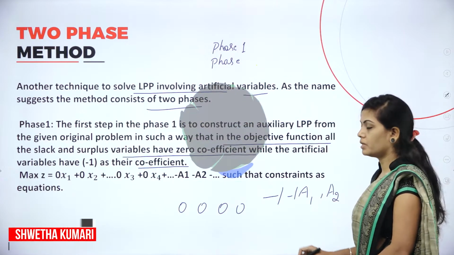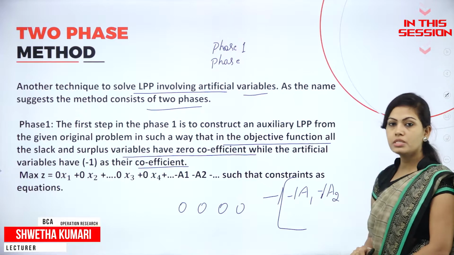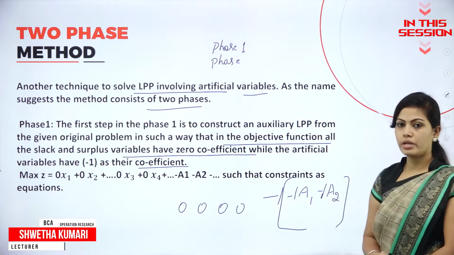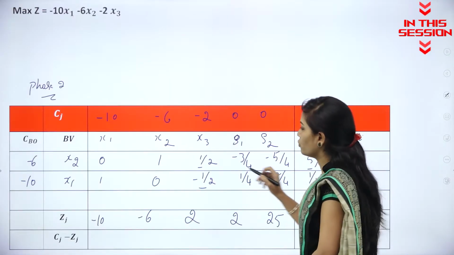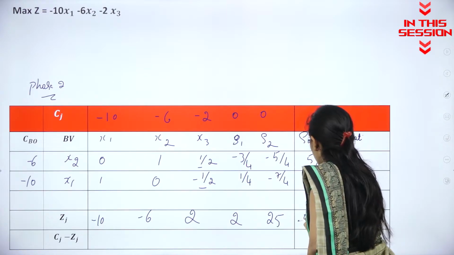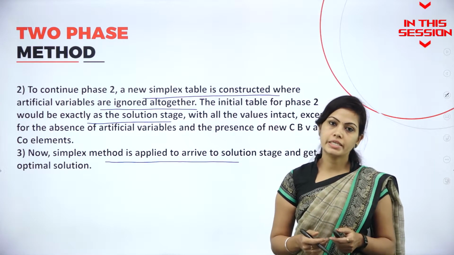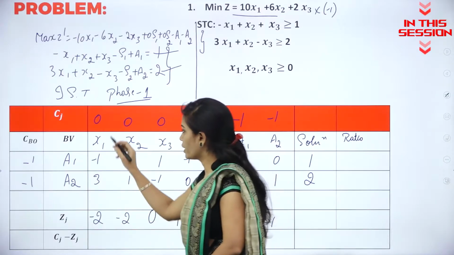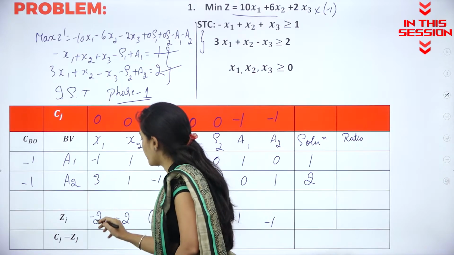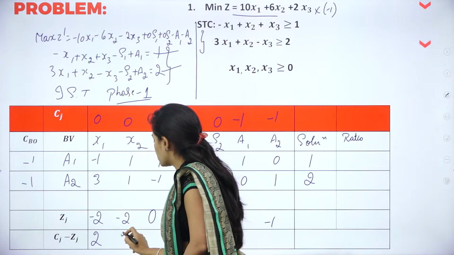So artificial variable coefficient is minus 1 and artificial coefficient 2 is also minus 1. And minus 10 into 5 by 4 minus 10 into 1 by 4 will get minus 10. Phase 1 and phase 2 will get the optimal solution as we have constructed in simplex table. So now you can find Cj minus Zj. 0 minus of minus 2 is plus 2. 0 minus of minus 2 is plus 2.